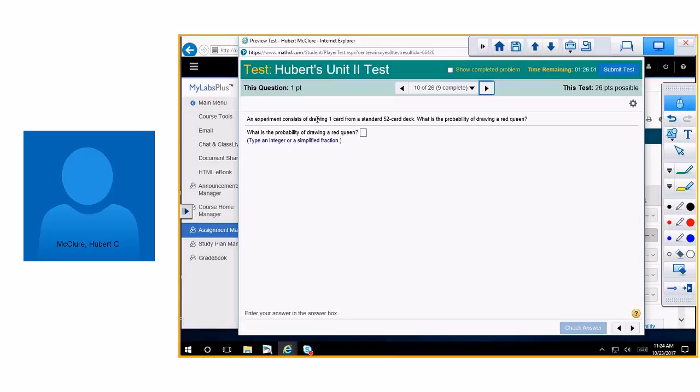An experiment consists of drawing 1 card from a 52 deck, standard deck, whatever. What is the probability of drawing a red queen? I'm going to start mumbling notes to y'all. What's the answer? Is that 2 red? 2 out of 26? No. Be 2 out of 52, which would be 1 out of 26.